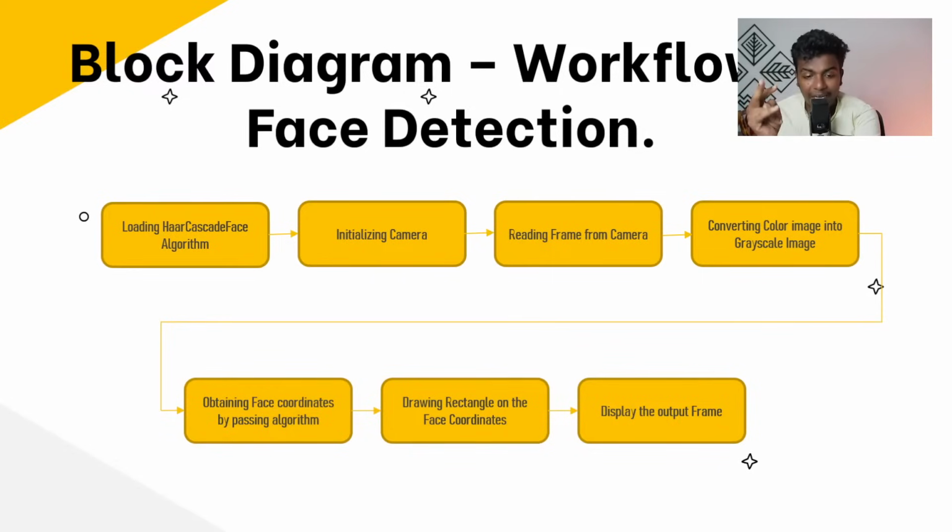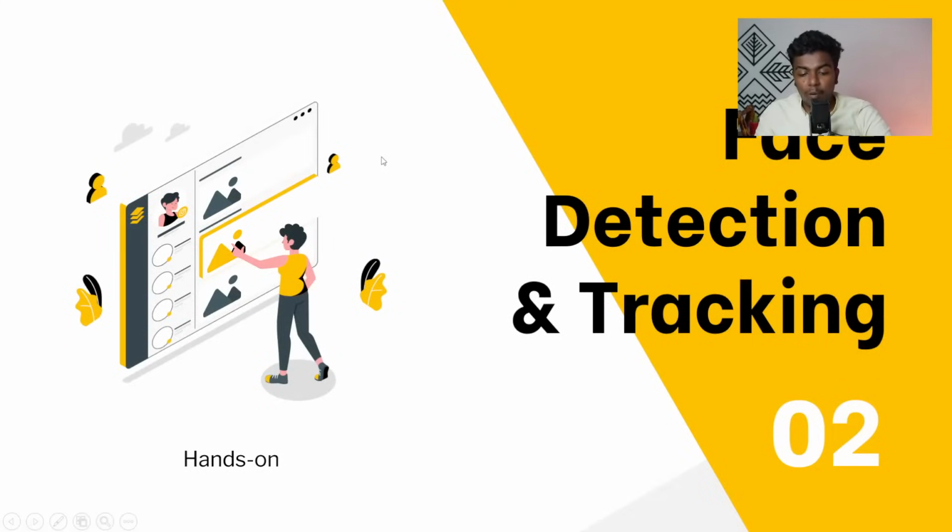And once it has been converted, we are going to apply the algorithm onto that image to find out the facial coordinates. Once the facial coordinates have been found, we are going to draw the rectangle or square around the face. And finally, we are going to display it in the output window. So that is what the project is. It is an easy project. I think today's session is going to be a very short session.